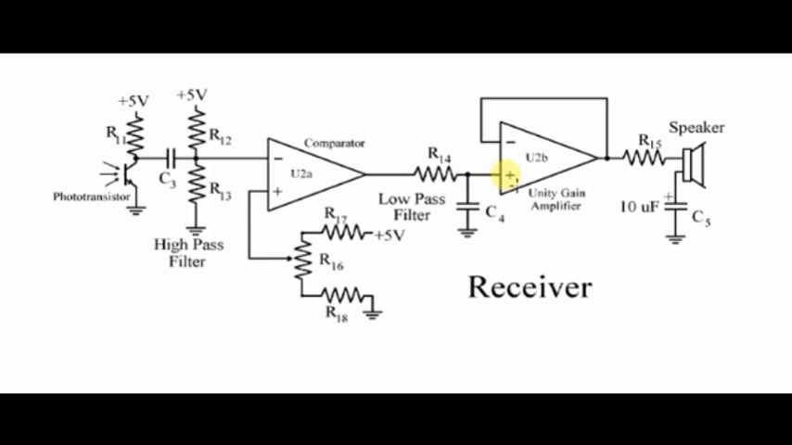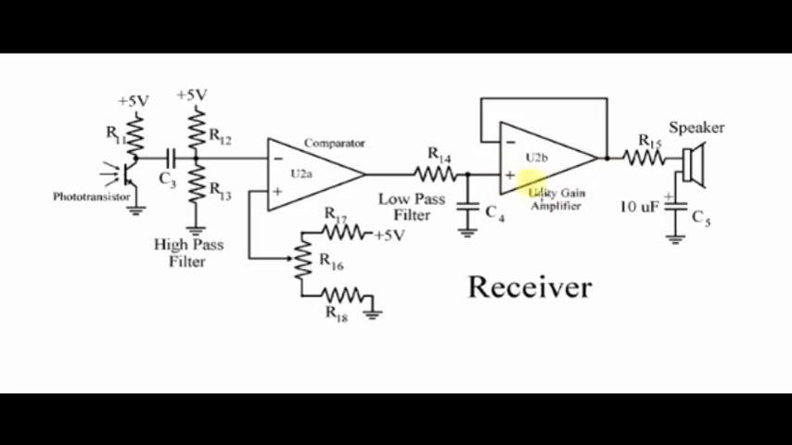Then that goes into the non-inverting input of the unity gain amplifier op amp. This op amp has negative feedback through here, so that means the plus input, the non-inverting input, and the inverting input must be equal. And since the inverting input must be equal to the output, that means the non-inverting input must be equal to the output.